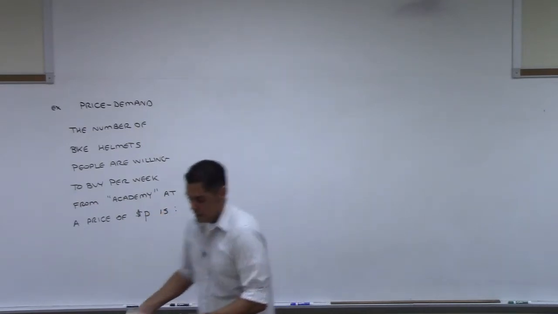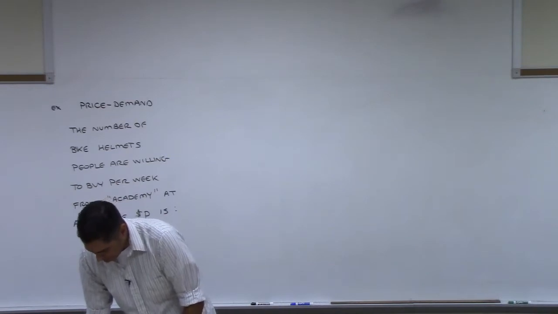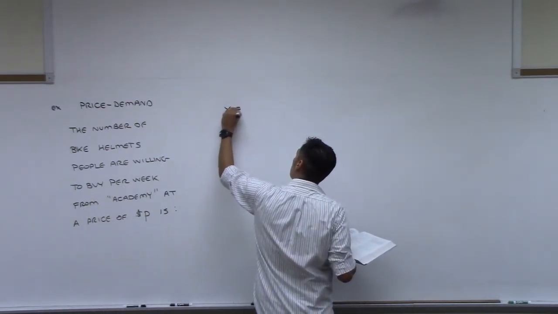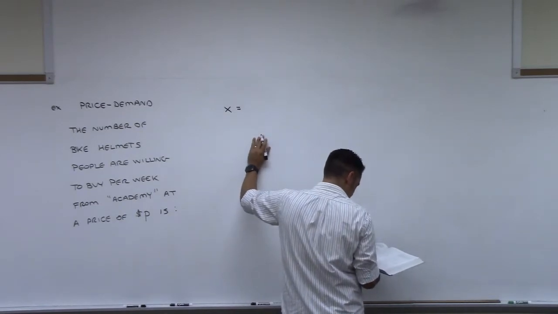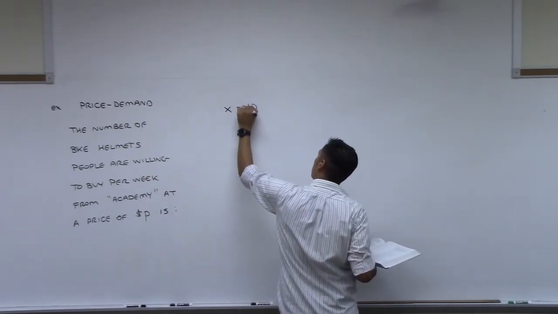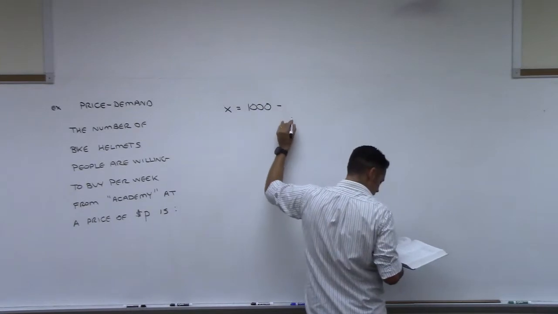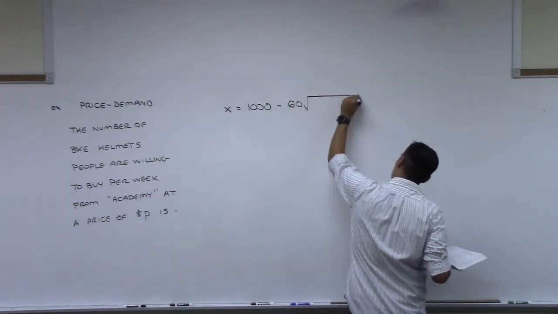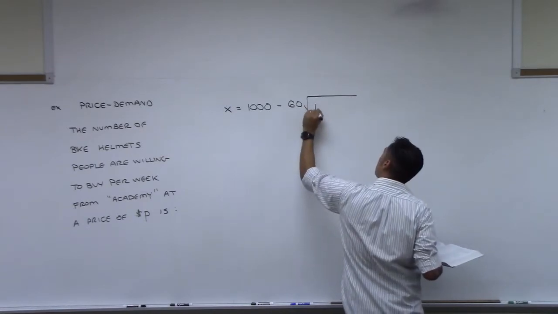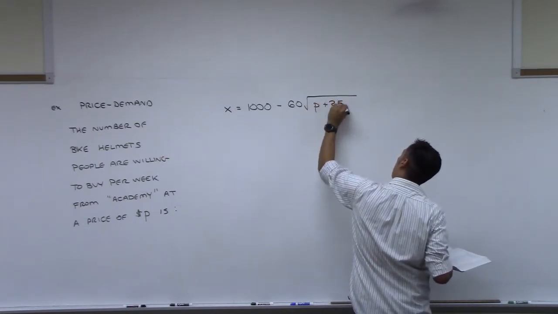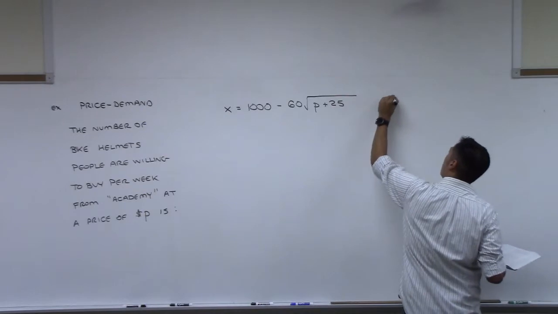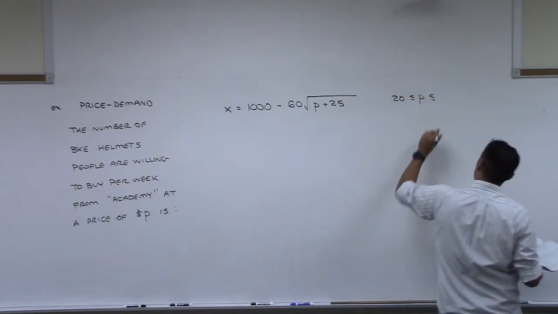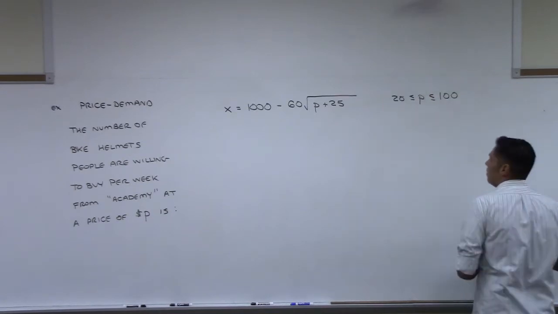Okay, so I'm about to give you a function, all right? x equals 1,000 minus 60 square root of p plus 25, where p is between 20 and 100.